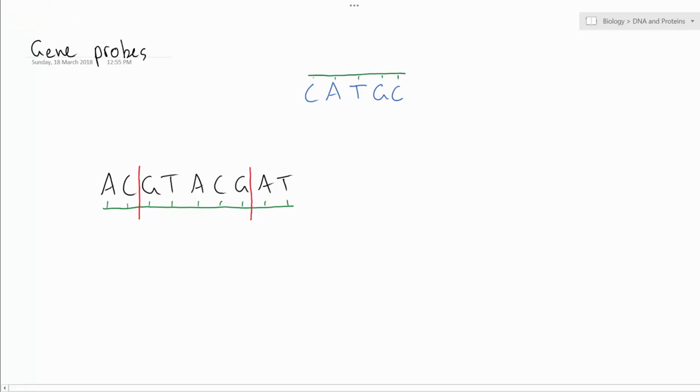Drawing our backbone here. But there's one little difference, or one little extra thing that we need to do. What we would do to this gene is we give it a radioactive or fluorescent mark. So it's going to be either a fluorescently marked or radioactively marked segment of DNA.